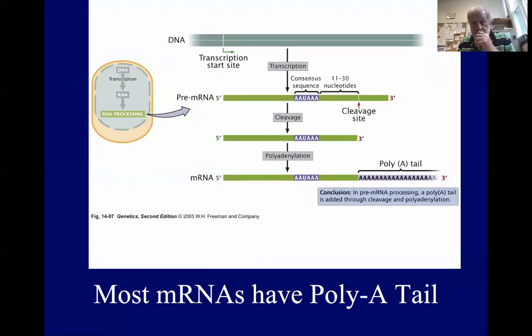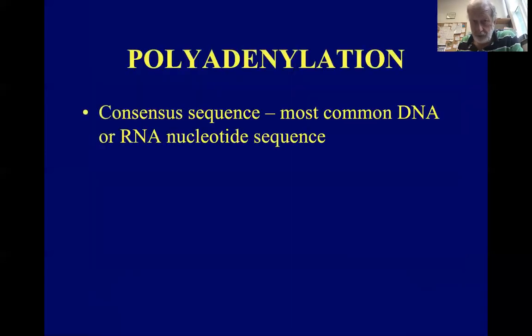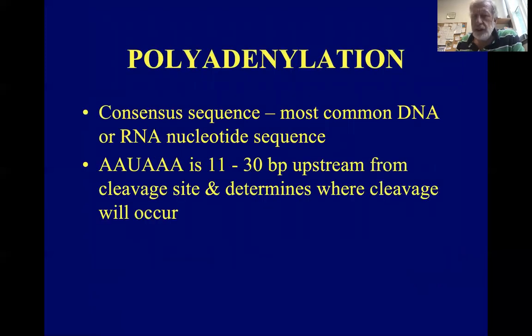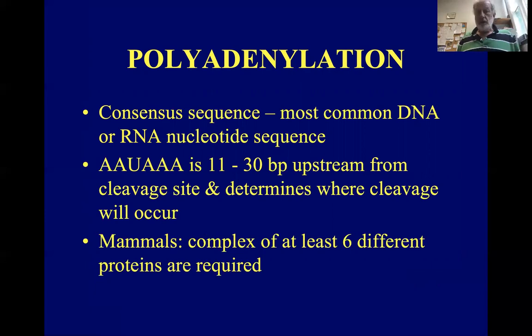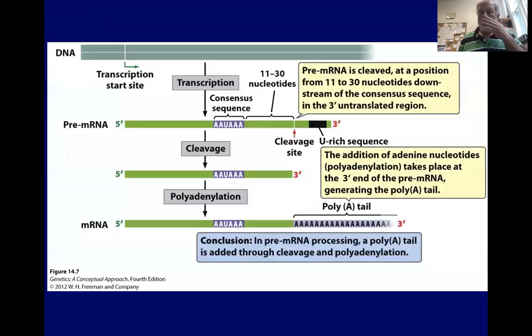So here we see this consensus sequence, and downstream of that, the 3' UTR is cleaved, and then the poly A tail is added in a process called polyadenylation. Remember, consensus sequence is the most common DNA or RNA nucleotide sequence, and it's AAUAAA. Downstream is cut, and in us mammals, at least 6 different proteins are involved in adding the poly A tail. So this shows you what's going on here: the consensus sequence, then the cleavage site, and then polyadenylation, the adding of the poly A tail.